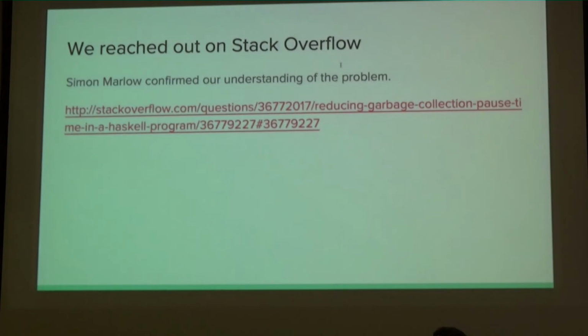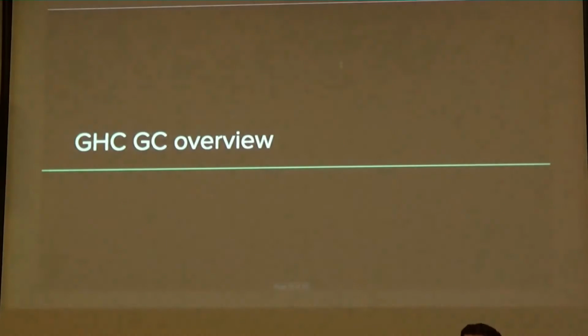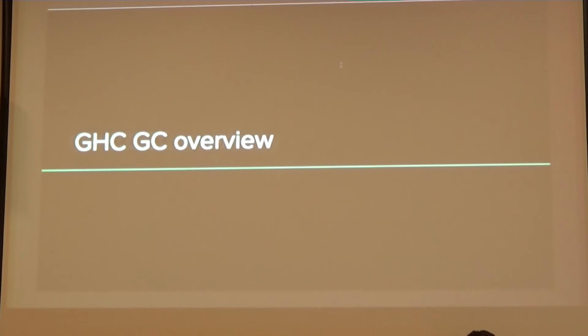So we reached out on Stack Overflow, and Simon Marlow said, yeah, this is going to be a problem, and there's not a huge amount you can do about it. But I thought it would be interesting to look at the trade-offs that have been made in the garbage collector. I should point out I'm by no means an expert in this. I just understand the very high level of the characteristics of it. So I'm just going to go over those and show why our particular use case, this message store, is the worst case for the garbage collector in terms of the latencies.